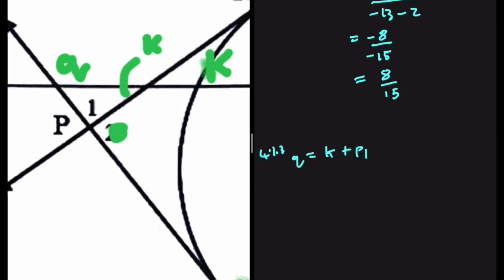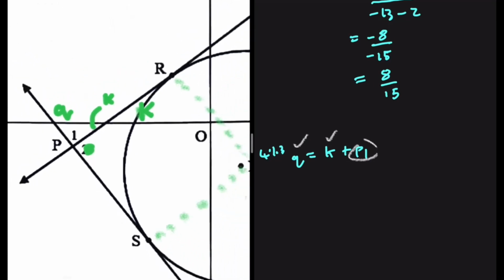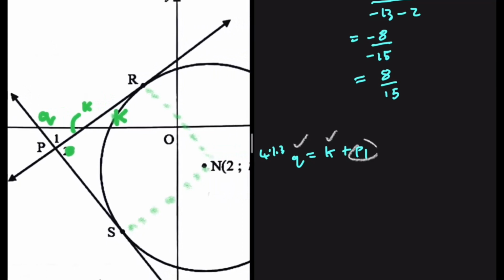So if we find Q, which we have enough information to do, and we find K, then we can find P1. And if we find P1, we're going to use the sum of angles on a straight line to find P2. So let's start with K. Let's see how we can find the size of angle K. We know fully well that the gradient of NR, what is the gradient of NR again? It is minus 8 divided by 15. We want to use it to find the gradient of PR.